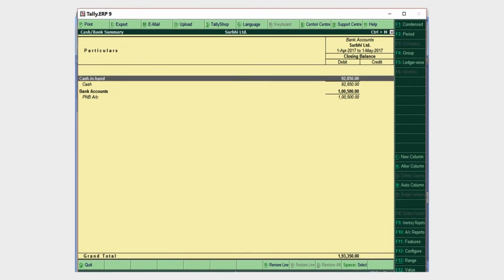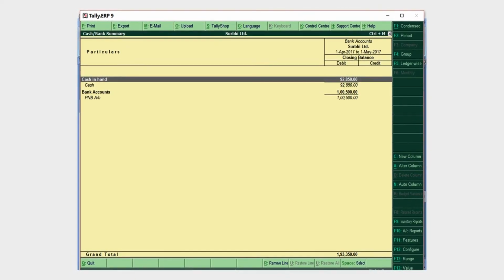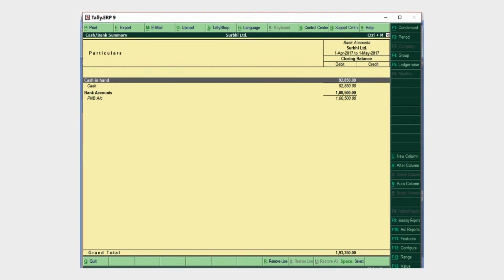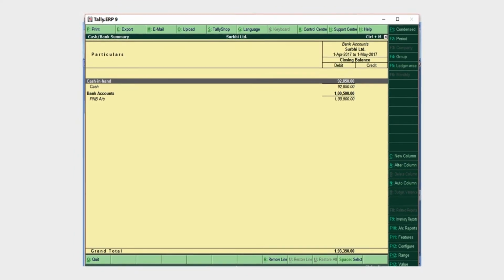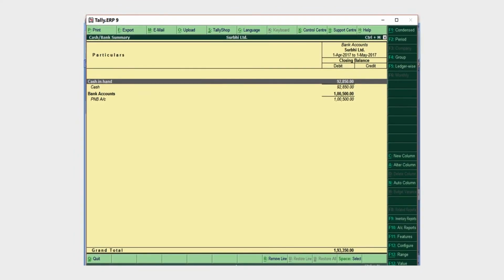You can see on the screen the cash and the bank summary. If you click F1 condensed on the vertical bar, it will be in condensed form. Here on the screen you can see it is a detailed form where cash is showing cash in hand group, cash and bank account has PNB bank account.